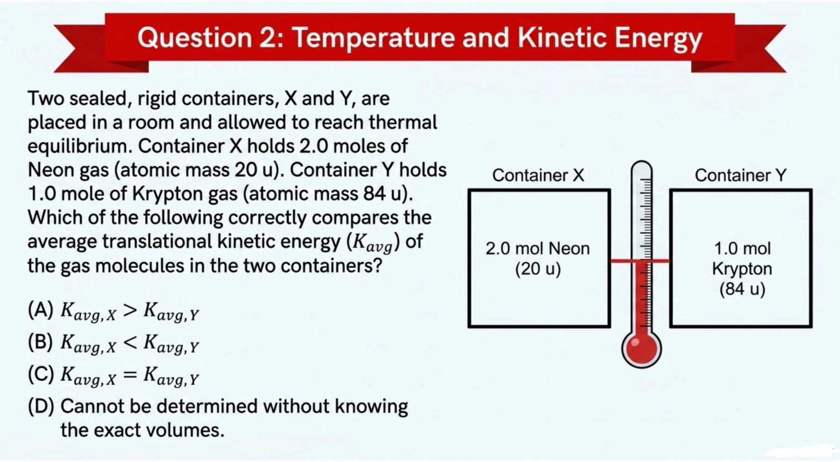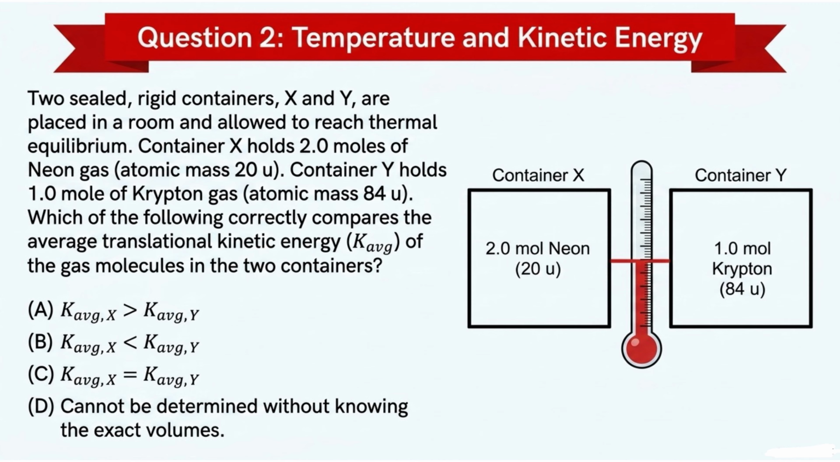Now question 2. Two sealed containers sit in the same warm room. One holds 2 moles of neon. The other holds 1 mole of krypton, krypton being roughly 4 times heavier per atom. After a long time, both containers reach the room's temperature. Now compare the average translational kinetic energy of a neon atom versus a krypton atom. Different masses, different counts. Does any of that matter?